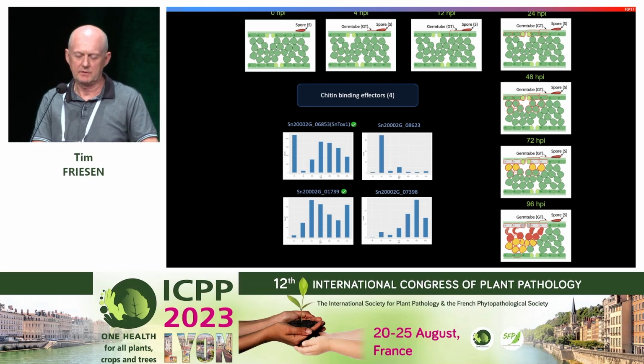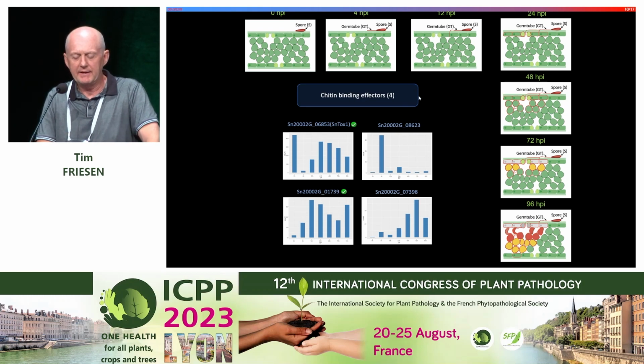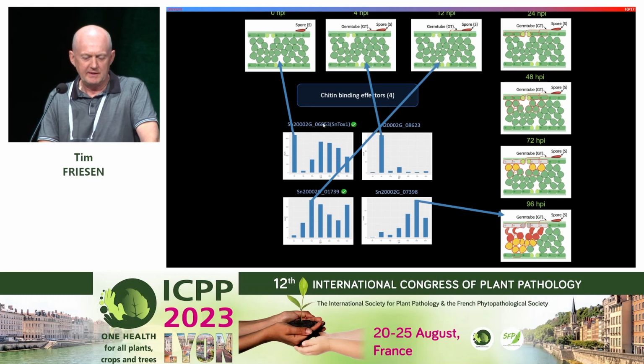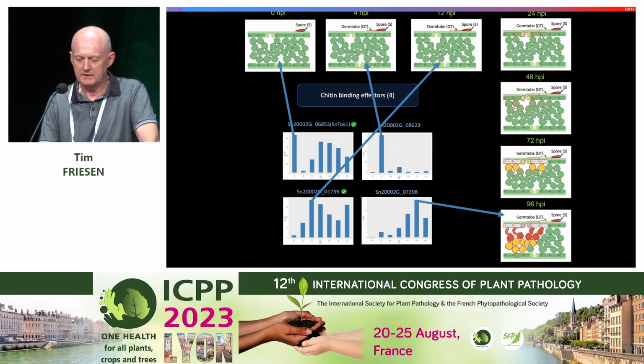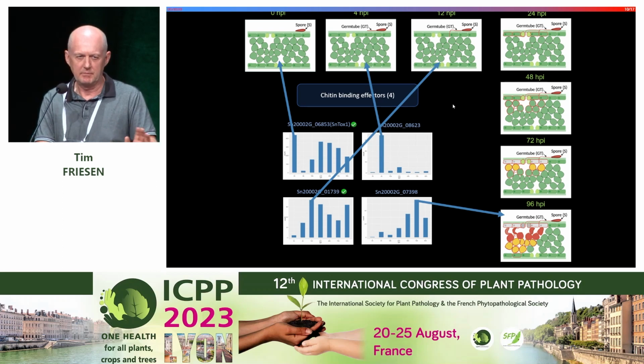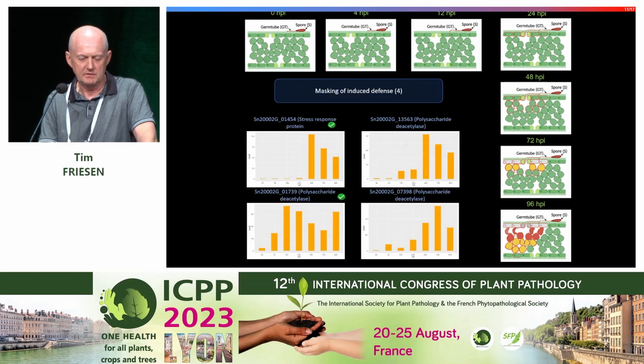So we know that wheat produces a lot of chitinases, so we looked at chitin binding effectors. Each one of these, if it has a green mark, was validated by qPCR, and each has a differential expression from the 0 time point. I'm just highlighting the peak expression, and you have peak expression here long before the peak expression of the necrotrophic effector. So this is likely protecting early on, allowing the pathogen to build biomass before it goes into that necrotrophic phase.